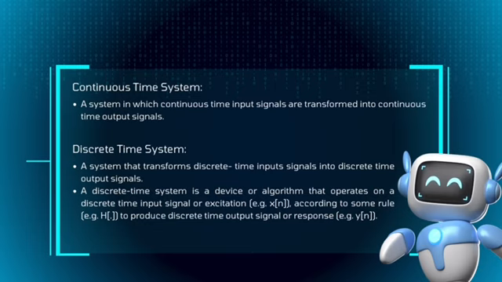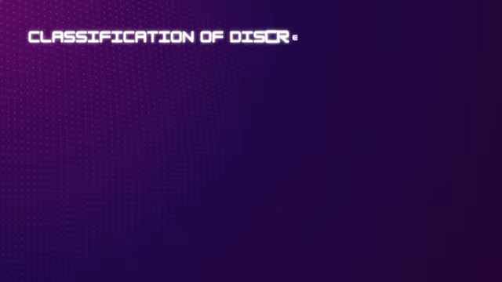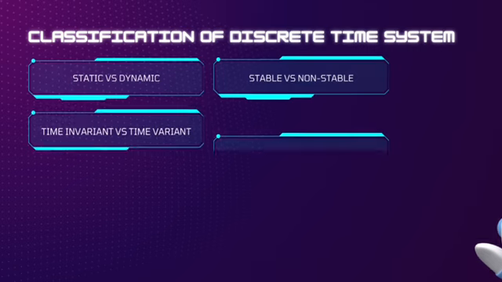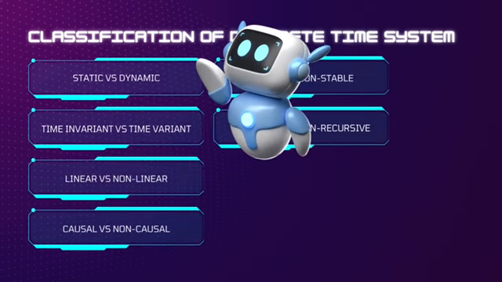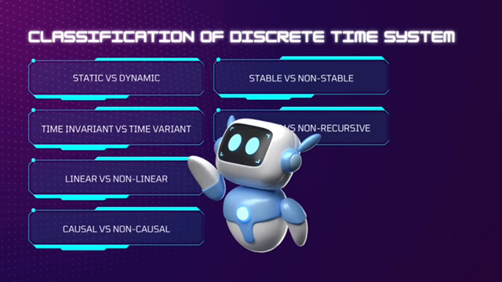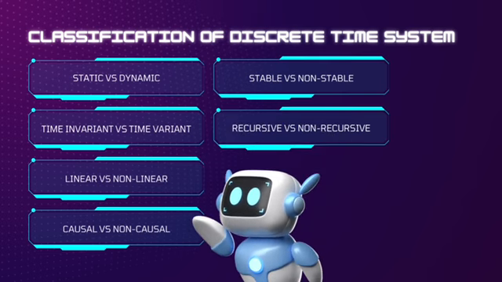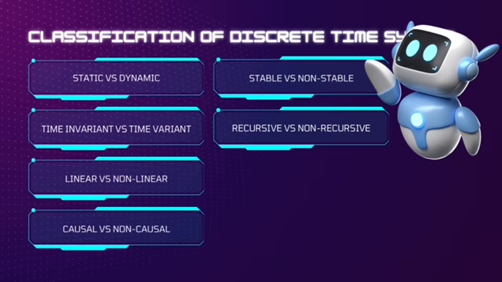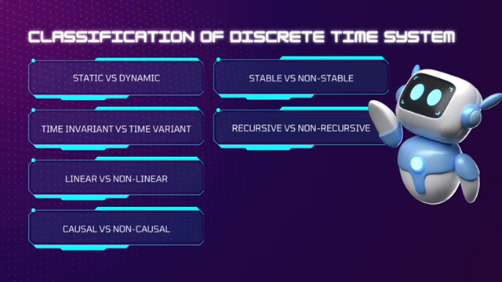A discrete time system is a device or algorithm that operates on a discrete time input signal or excitation, for example, x of n, according to some rule, for example, H, to produce a discrete time output signal or response, for example, y of n. The classification of discrete time system: static versus dynamic, time invariant versus time variant, linear versus non-linear, causal versus non-causal, stable versus non-stable, recursive versus non-recursive.